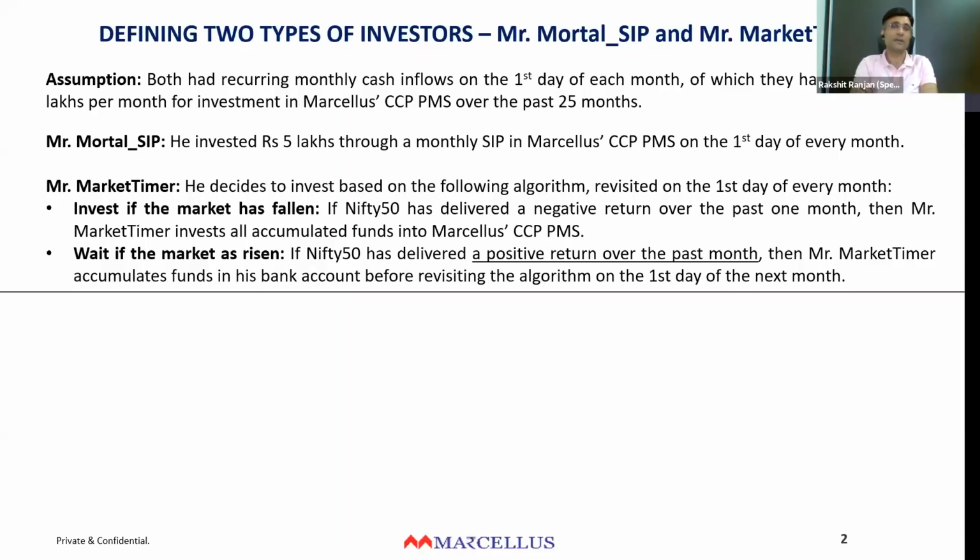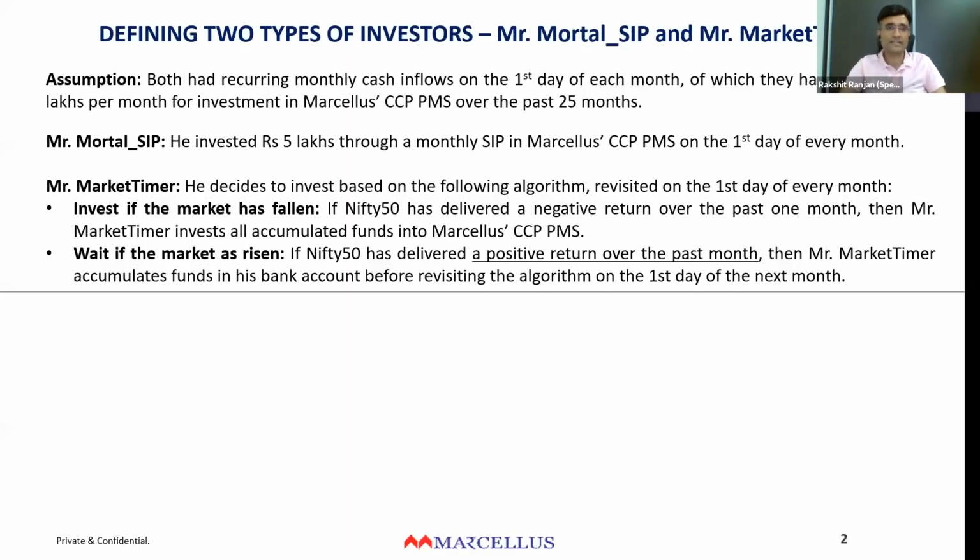Whereas if the market has gone up over the last 30 days, right, then Mr. Market Timer decides to wait, keep the funds idle in his bank account, and he decides to revisit the algorithm on the first of the next month. So in effect, he's waiting for a crash before he deploys his top-ups. Top-ups are only coming from recurring cash inflows. They are not part of accumulated large surpluses already present in the bank accounts, right?